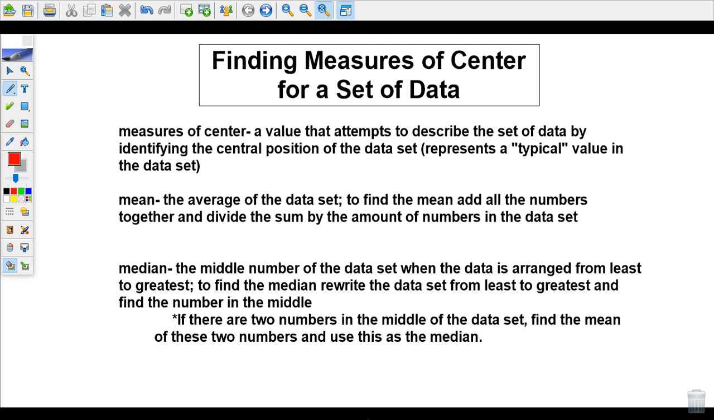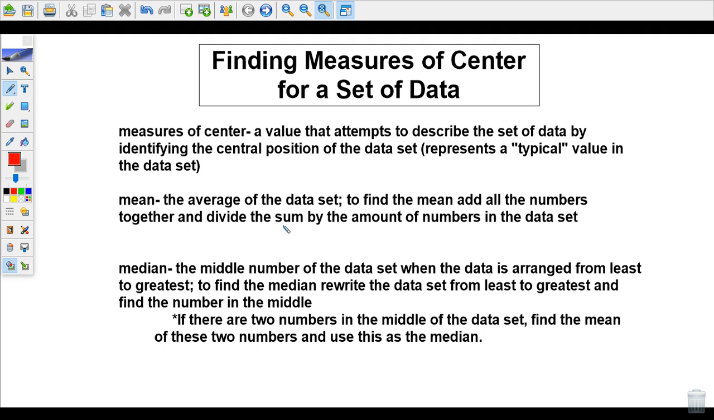Measures of center basically attempt to give you a typical value in the data set. They describe the data using just a number in a centralized position of the data set. So the two measures of center are the mean and the median. The mean is the average of the data set. To find the mean, you add up all the numbers and then you divide that number by the amount of numbers in the data set. For instance, if you have 8 numbers in your data set, you add all 8 of those numbers together, and then you take that answer and divide it by 8, and that would be your mean.